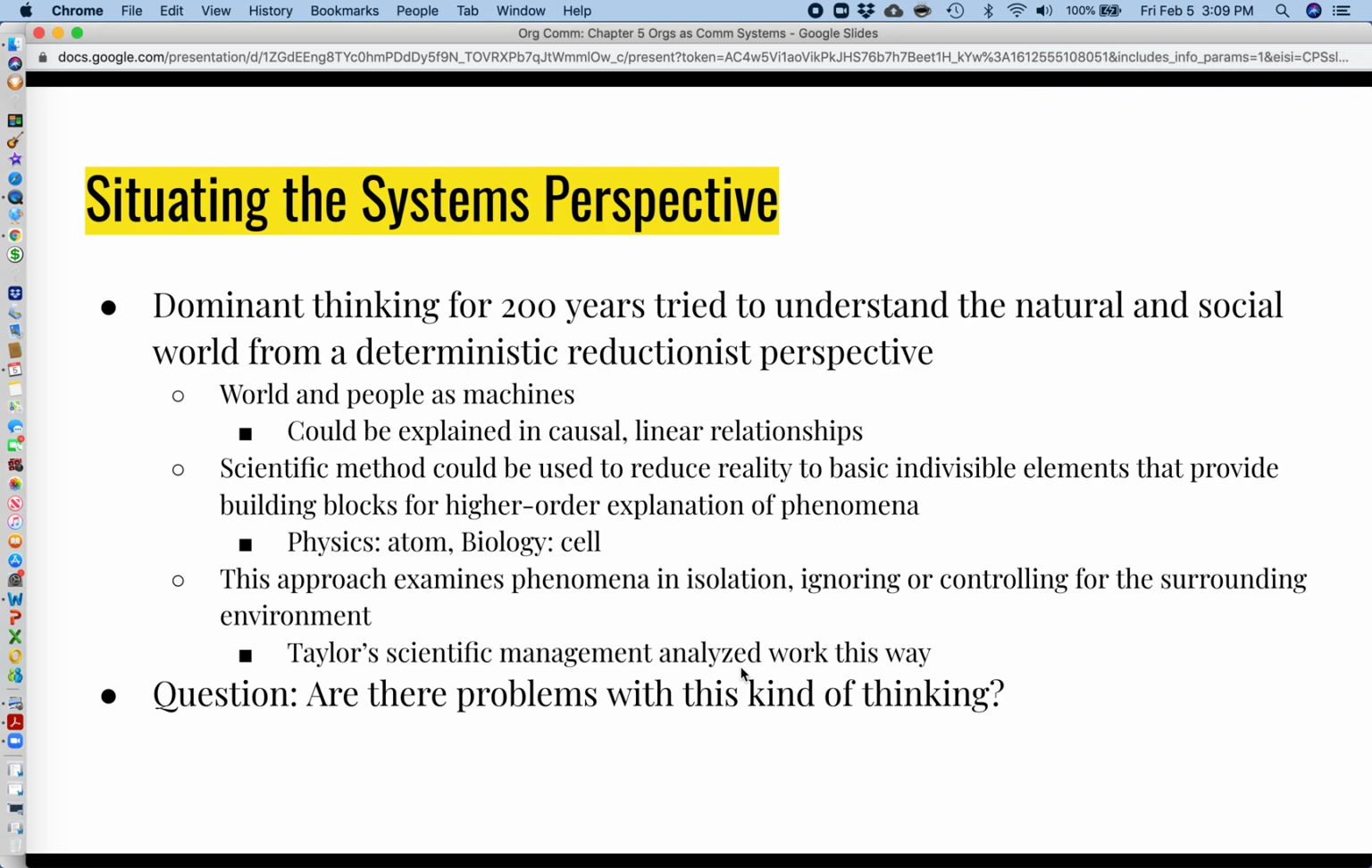So then this brings up a question, right? Are there problems with this way of thinking? And I guess, since you're not here to answer the questions, I'll answer the question myself. But what I suggest to you is that this kind of very rational, scientific, reductionist way of thinking breaks things down that might not be best examined from this perspective.